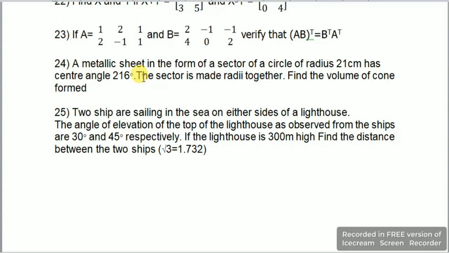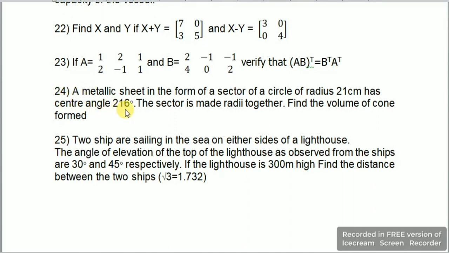24. A metallic sheet in the form of a sector of a circle of radius 24 cm has central angle 216 degrees. The sector is made to roll together to form a cone. Find the volume of the cone formed.